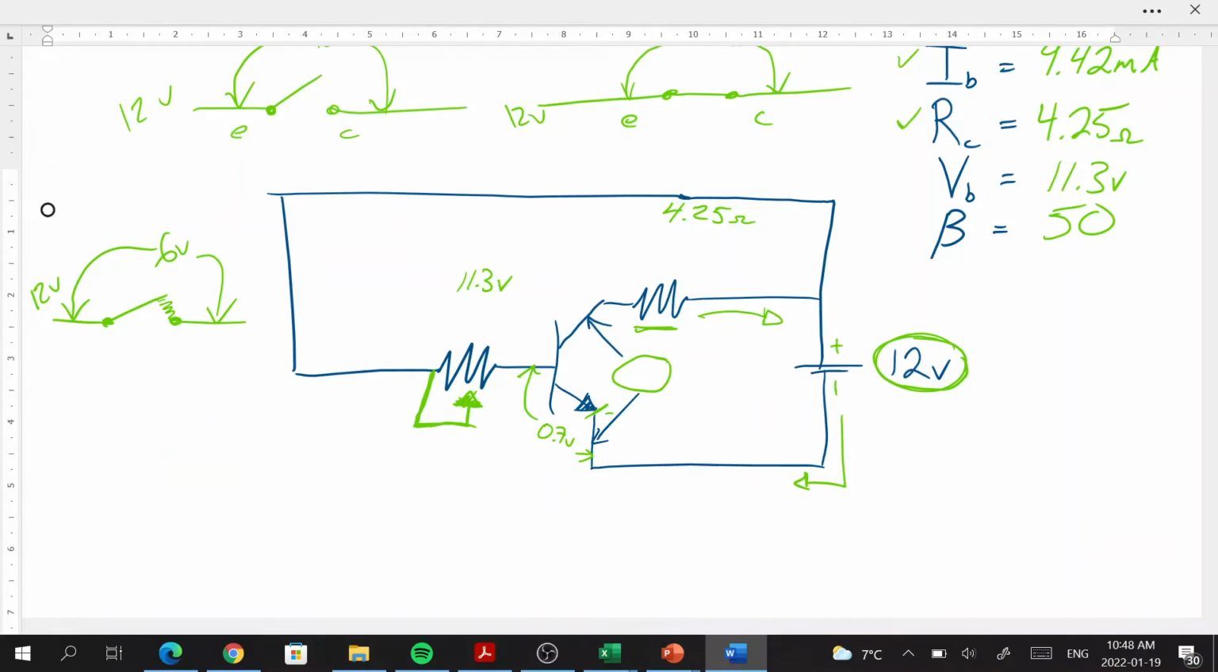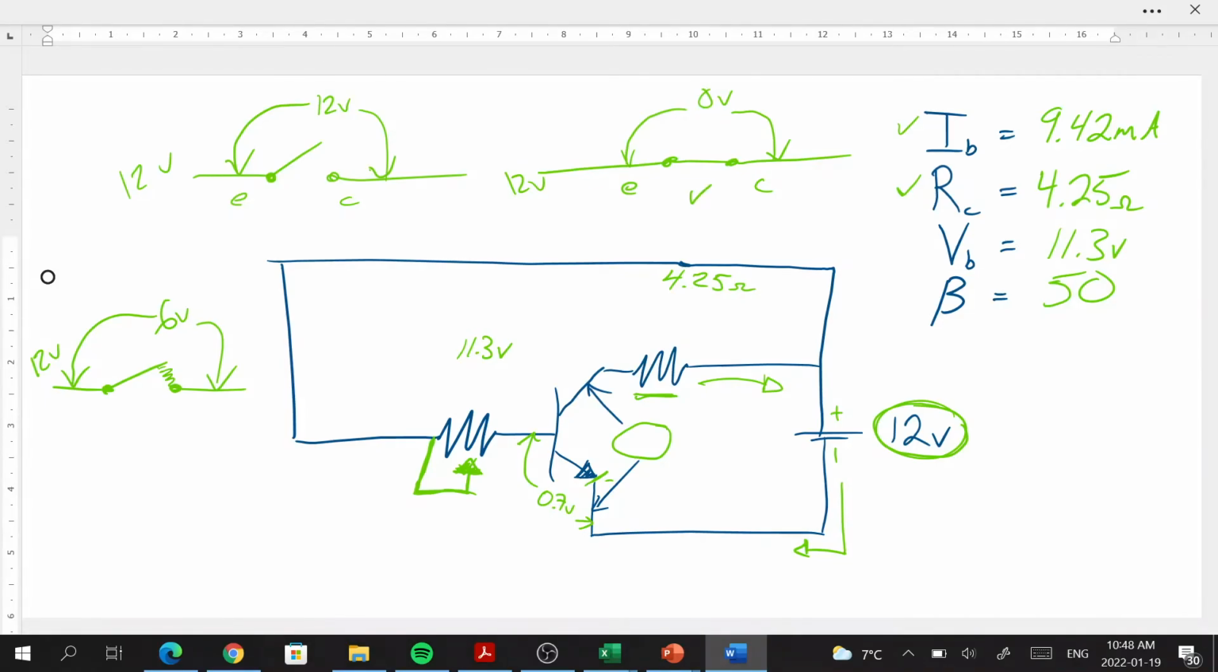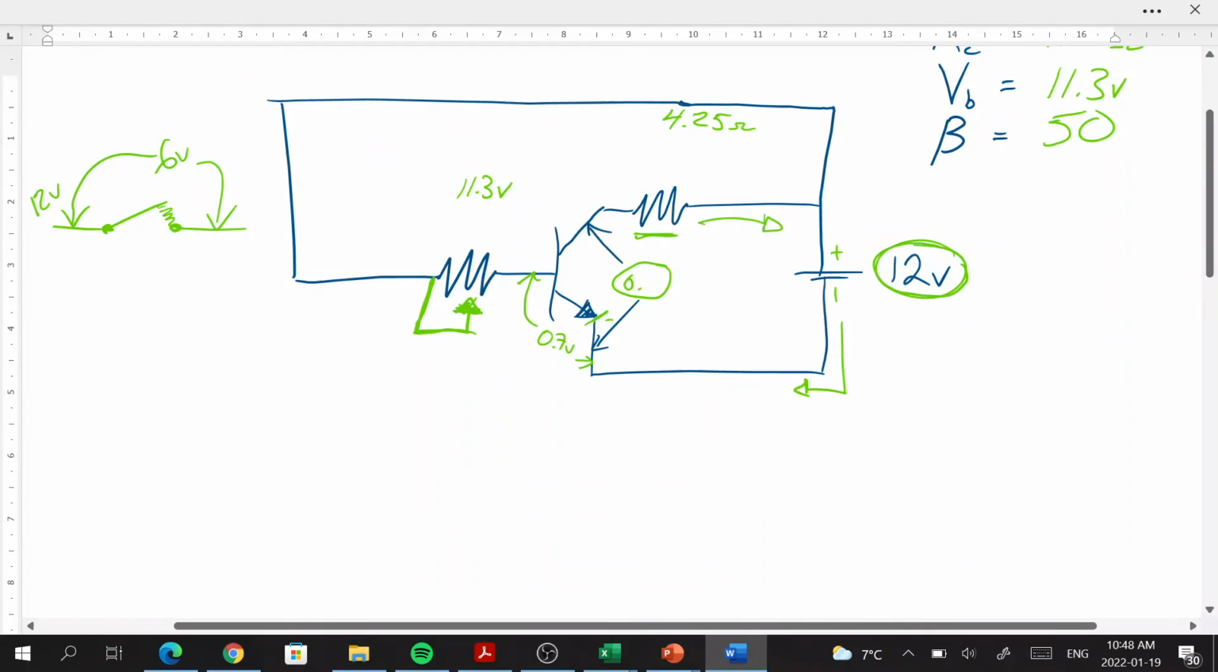Okay, so again, saturation is more or less that this switch has been fully closed between the collector and the emitter. But you're never going to get 0 volts like you do in this switch here. You're always going to have a little bit of voltage drop, and we assume that saturation will leave us with 0.1 volts here. If you have 0.1 volts there, that's going to leave us again, because between the emitter and the collector and this resistor is in series, with 11.9 volts here. Okay, if we know that's 11.9 and we know the resistance is 4.25, then we can determine that the current in saturated state is going to be 2.8 amps.